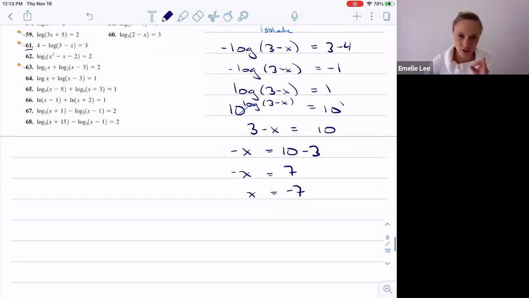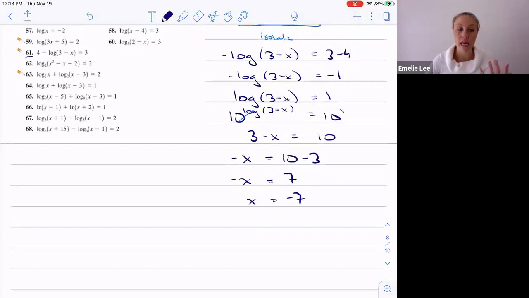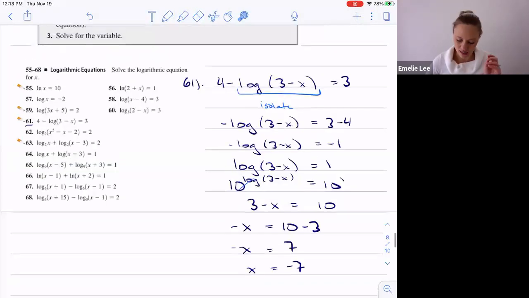There are no restrictions on the domain of an exponential function, so we don't care about checking our x's because we can plug anything into an exponential function. Here, we need to make sure, like I did without telling you guys, I checked to see if this was a solution. My answer wasn't, so I knew I'd done it wrong, right? That's why we went back and checked. Now we're back on track. 3 minus negative 7, that's allowed. And we're good to go.